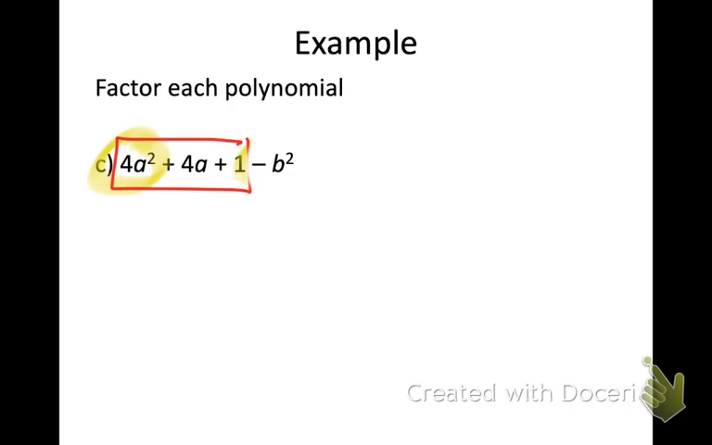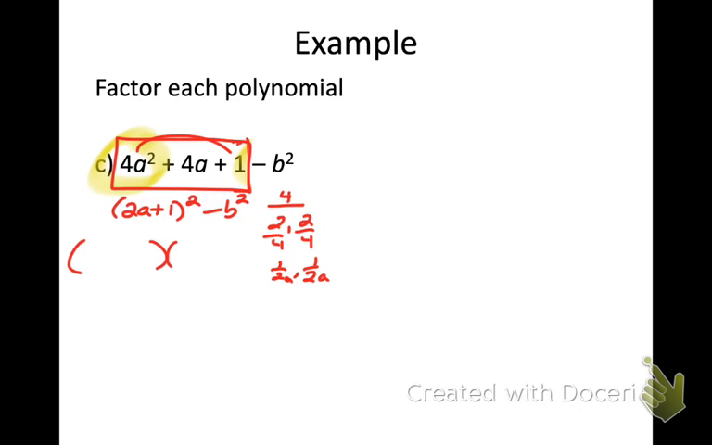So if I group the first three terms together and factor that, 4 times 1 is 4. Factors of 4 that get you to 4 are 2 and 2. Put them over 4. Gets you 1/2, 1/2. Attach your a to the denominator. So that gets us 2a plus 1 squared when I factor that, because it's a perfect square trinomial. Bring down your minus b squared. Now you have a difference of squares.